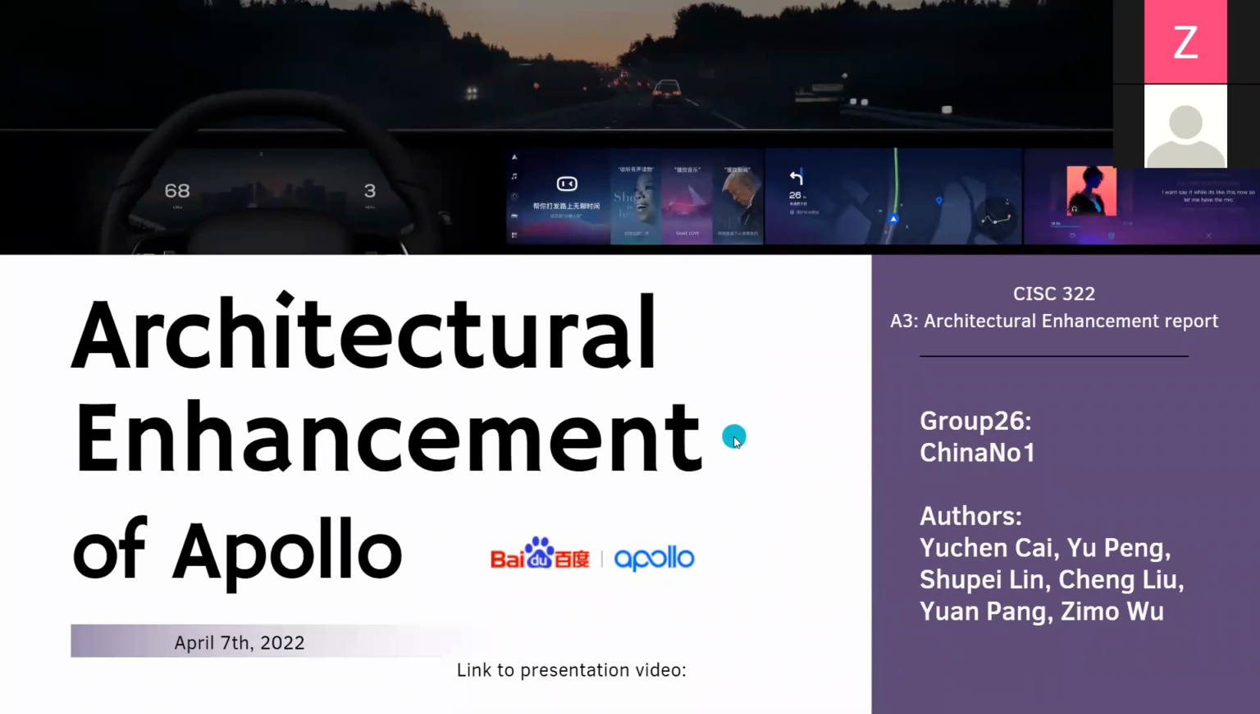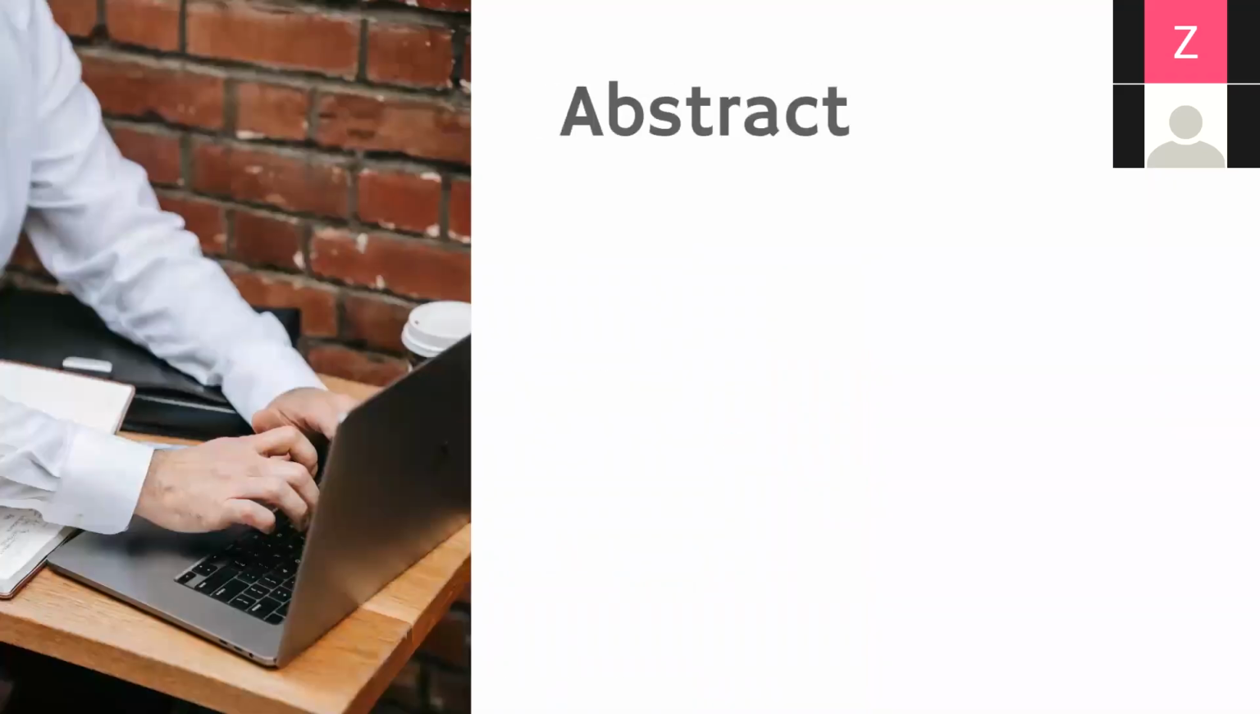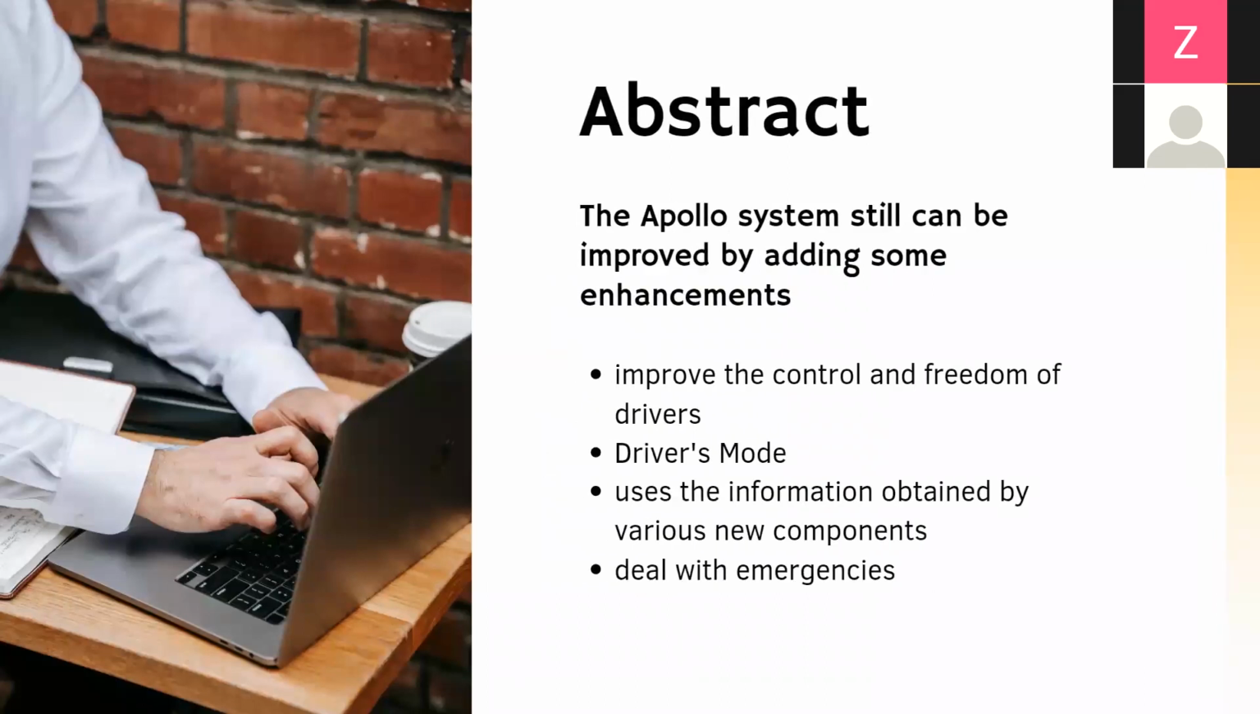Hi, today we are talking about the architecture enhancement in Apollo system. The Apollo system already has a complete architecture, but it still can be improved by adding some enhancements to part of the system. This article provides a new idea to improve the control and freedom of drivers in autonomous cars through a new feature called driver's mode.